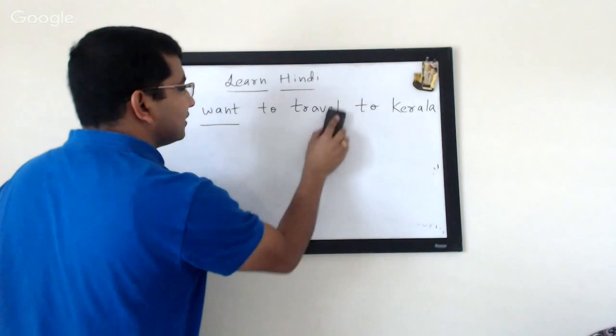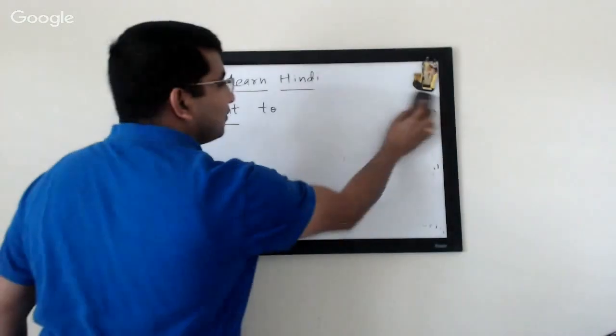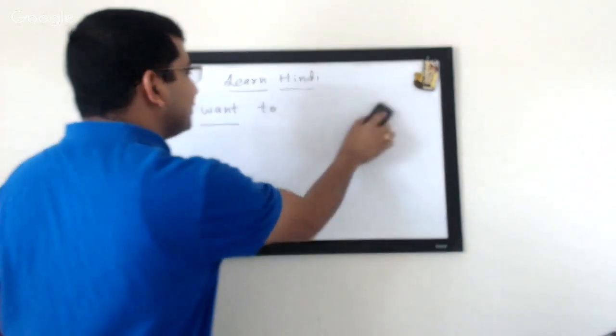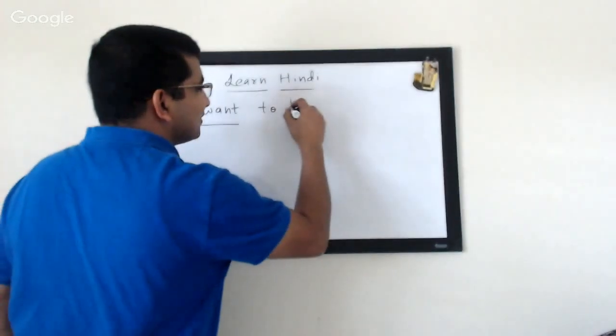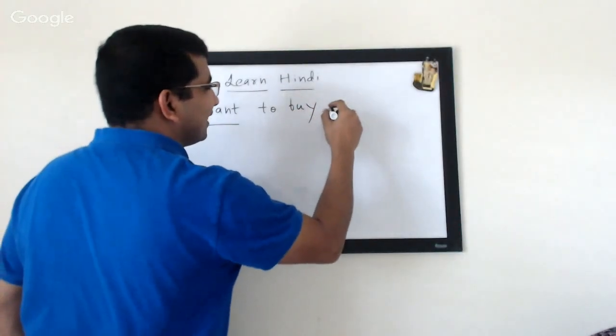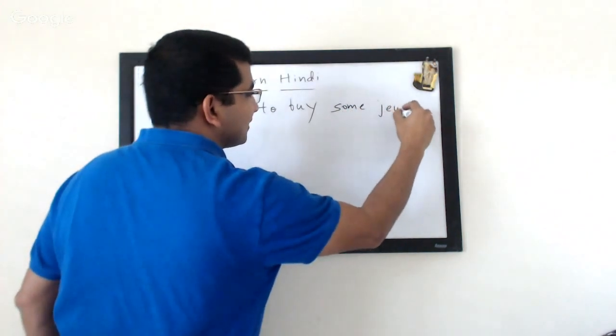Let's change it. And the next one is: whenever you go to India, what do you like to buy? Jewelry. Jewelry. Okay. I want to buy some jewelry.